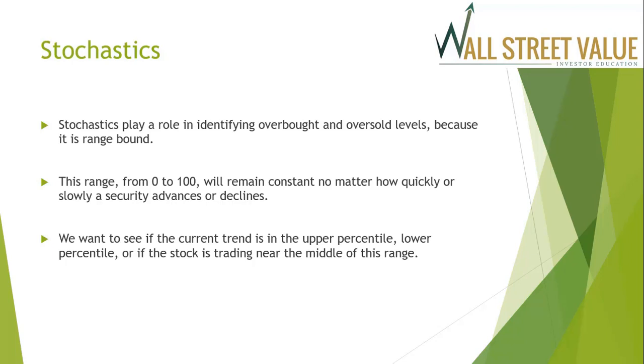Stochastics play a role in identifying overbought and oversold levels because it's range bound. This range goes from 0 to 100, and it's going to remain constant no matter how quickly or slowly a security advances or declines. We want to see if the current trend is in the upper percentile, lower percentile, or if the stock is trading near the middle of this range.